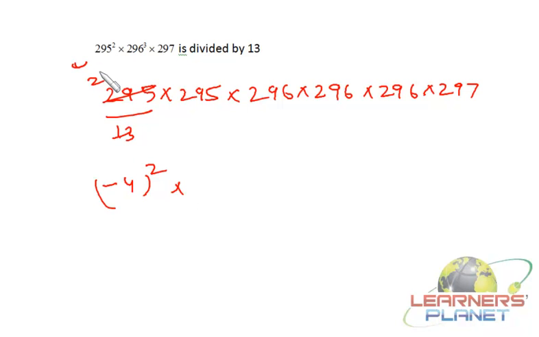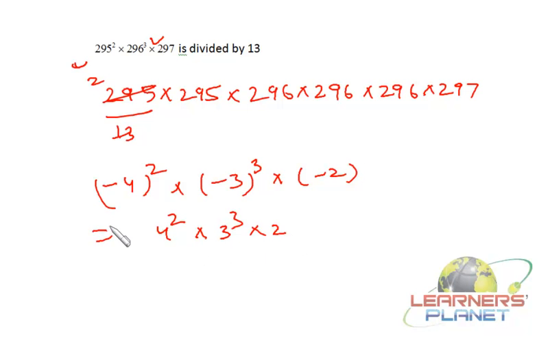Similarly, if 295 is 4 less, 296 will be 3 less. So it's minus 3 raised to 3 since I am having power as 3. Similarly, 297 will be minus 2. So now let's calculate the number of minus signs over there. So 2, 3, 4, 5 and 1, 6. So I'll be getting 6 times minus, that 6 times minus will get converted into a positive sign. So finally I am left with 4 square into 3 cube into 2.